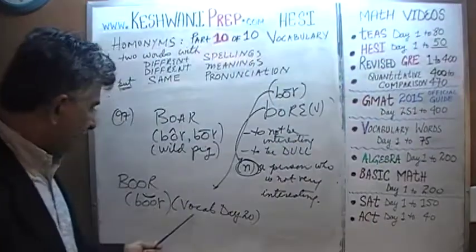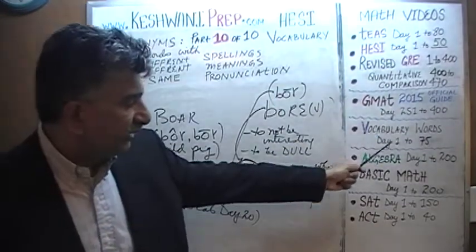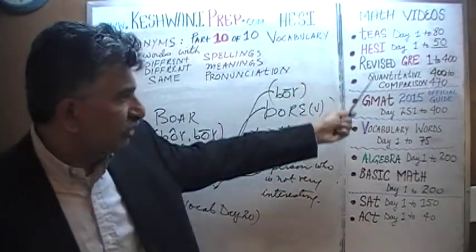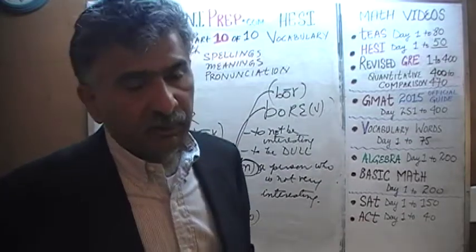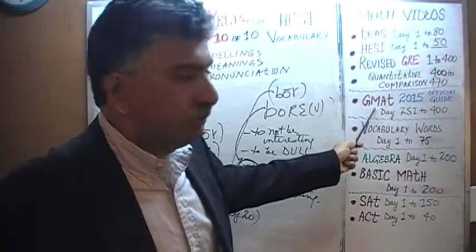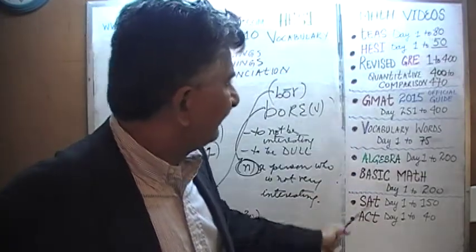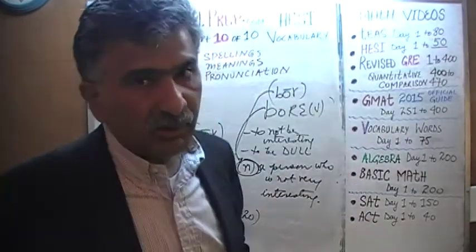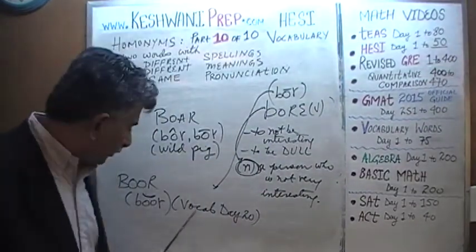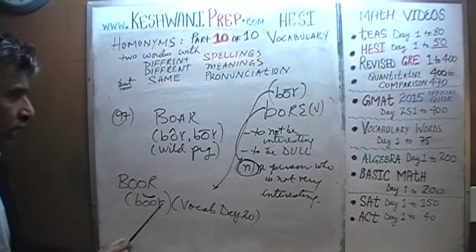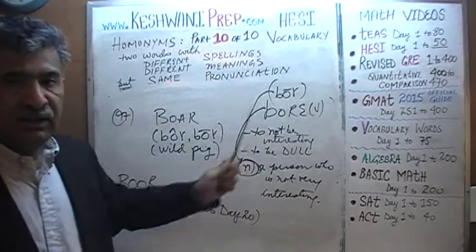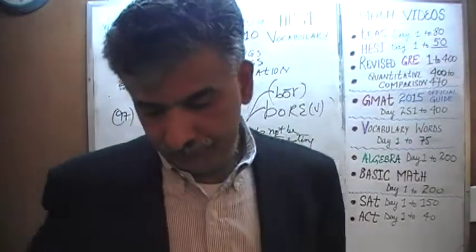Okay? Vocabulary, day number 20 in this series right here. There are 75 of them. Just type in vocabulary words, day 20, or whichever exam you're preparing for, just type in the name of the exam also. That would also work. For example, you might type in GRE vocabulary words, or GMAT, or SAT, HESI, TEAS vocabulary words. The video will pop right up. Vocabulary words, day 20. Watch the video and learn this boor. Boor and bore. He is such a boor that I find him boring.